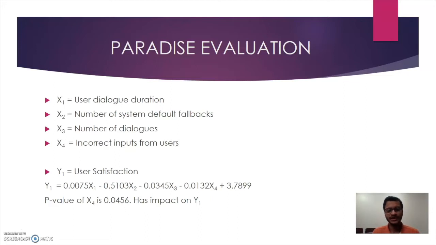We've done a linear regression for this, and this is the linear regression equation. We then calculated the p-values for the variables, and we found the p-value to be less than 0.05 for the parameter x4, which is incorrect input from users. So from this, we can say that x4 has a huge impact on y1, which means if we can somehow reduce the incorrect inputs from the user, the success rate goes up.